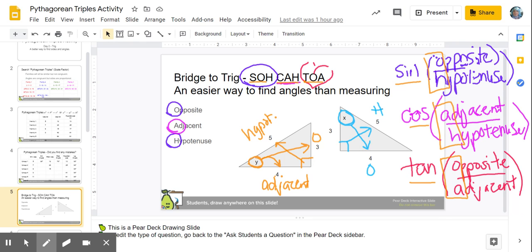Yep. And then the adjacent is the 3. It's the one left over. So when we switch between the 2 acute angles, the small and the medium angle in a right triangle, the O and the A will flip around a little bit. Okay.